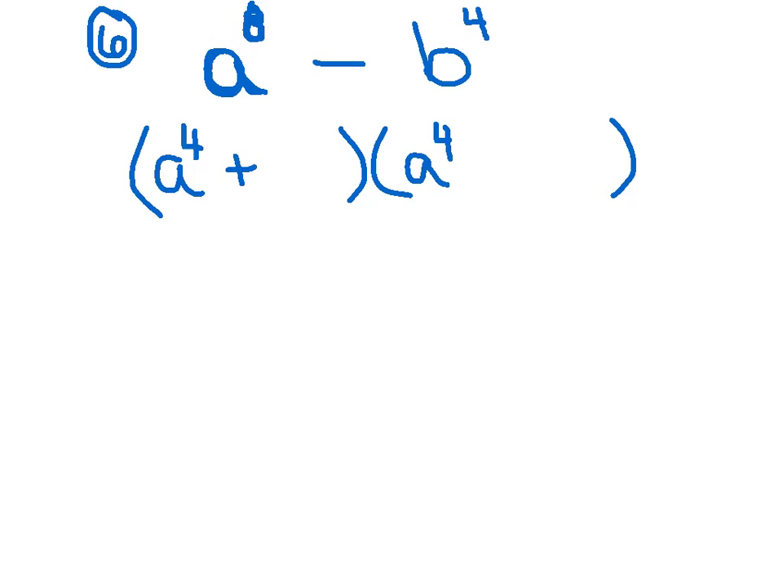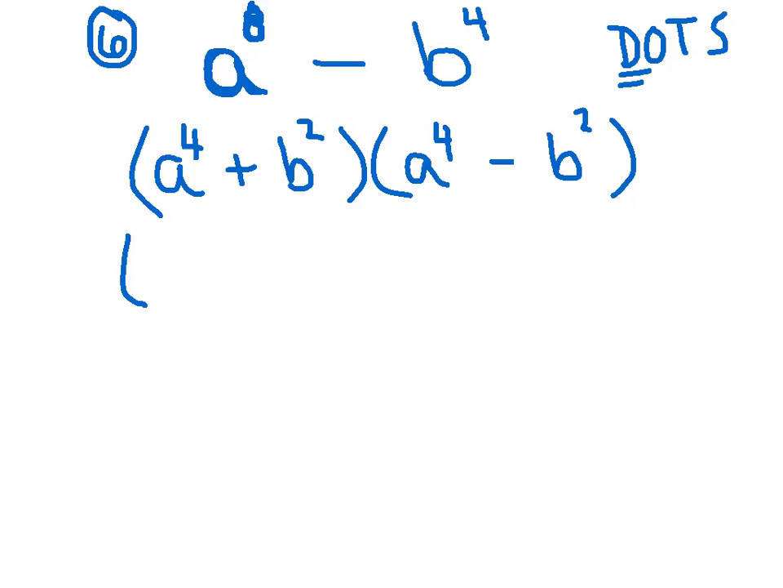And then we have our plus and our minus. And I'm going to say b squared times b squared. Now, again, let me emphasize, when we talk about DOTS, D stands for difference, which implies we're looking for a minus sign. So once you see the plus sign here in this term, you know instantly that we're done factoring that binomial completely.